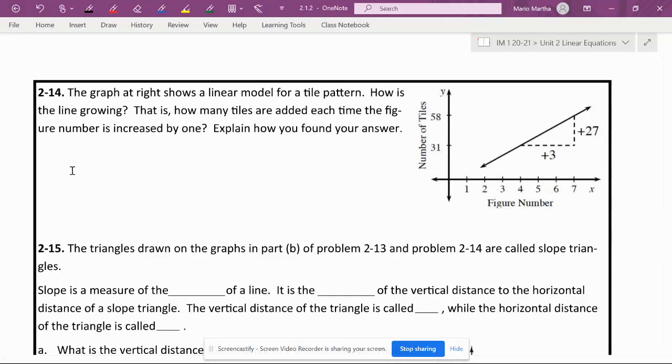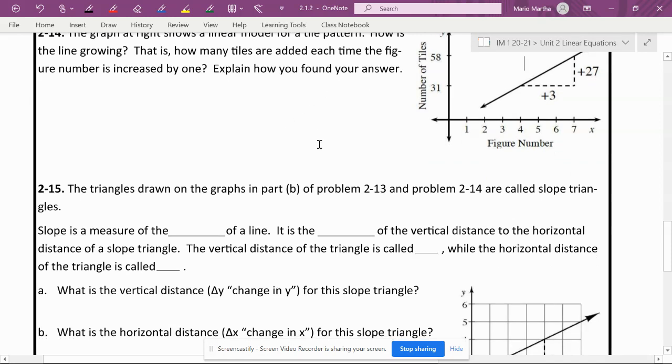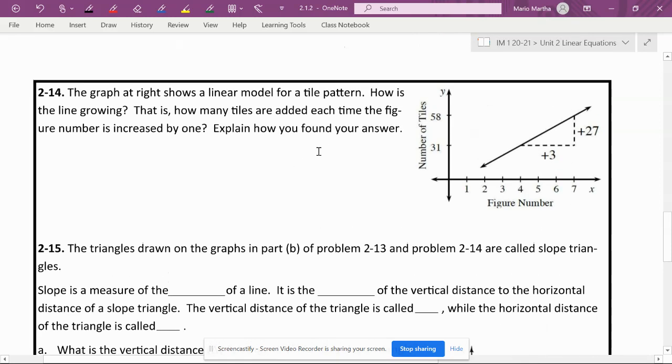Part 2 of 2.12. So question 214: the graph at the right shows a linear model for a tile pattern. How is the line growing? That is how many tiles are added each time the figure number is increased by 1. Explain how you found your answer. All right, so we're looking right there. Number of tiles is our y-axis, and the figure number is our x-axis.